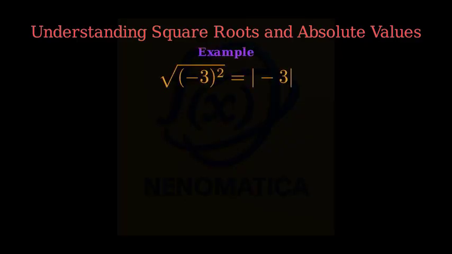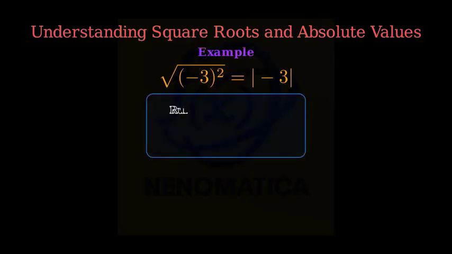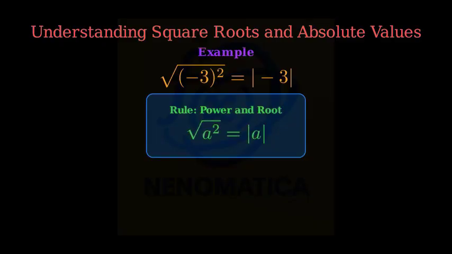We want to verify that the square root of (-3) squared equals the absolute value of -3. To solve this, we'll use a fundamental rule in mathematics. The rule states that the square root of a squared term equals the absolute value of that term. This is because the square of any number is always non-negative, and the principal square root always returns the non-negative value.